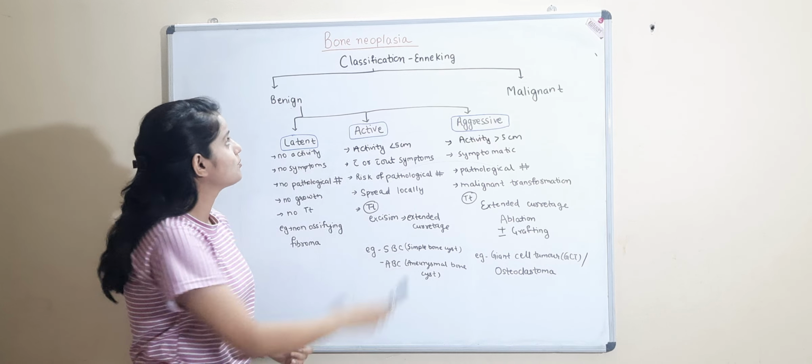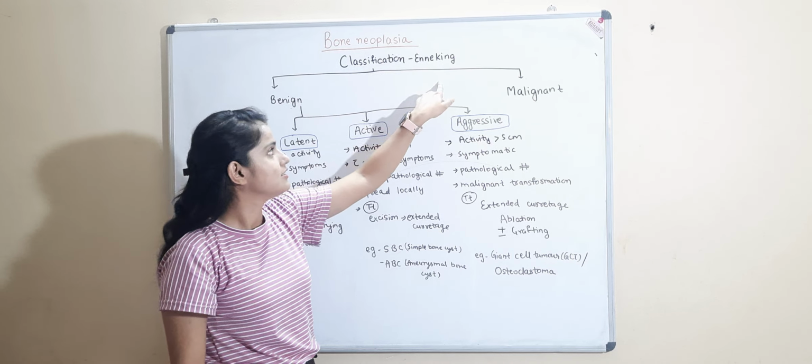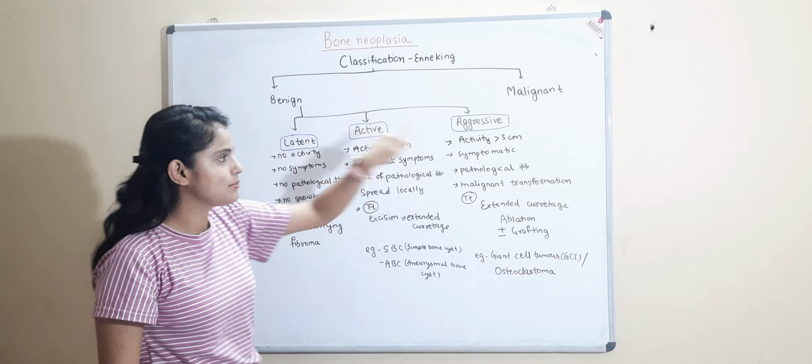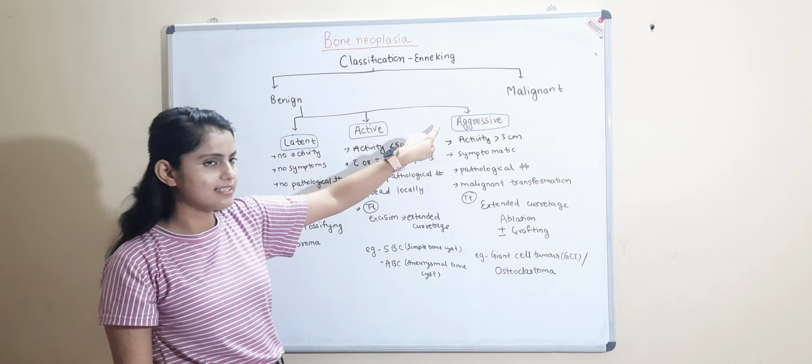Today I shall be talking about bone neoplasia. Talking about classification, which is given by Enneking. The tumor is classified into benign and malignant. In benign there is a latent, active and aggressive stage.